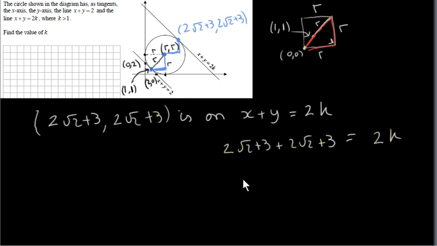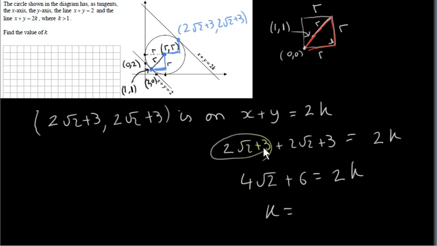2 root 2 plus 2 root 2 is 4 root 2. 3 plus 3 is 6 equals 2k, and of course we divide by 2. Well, you can see it from this line actually. k must be, because these are the same, k must be 2 root 2 plus 3. So we just divide this by 2.